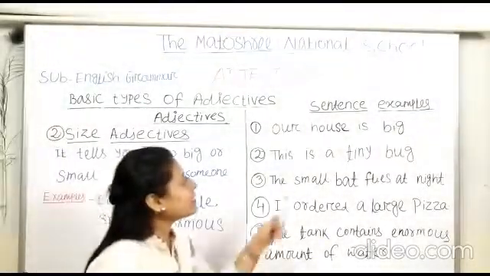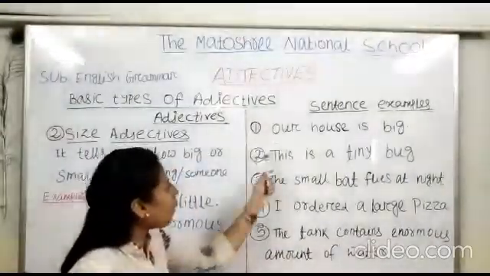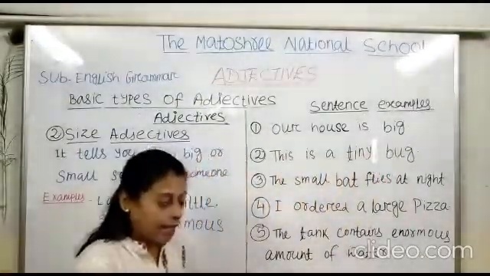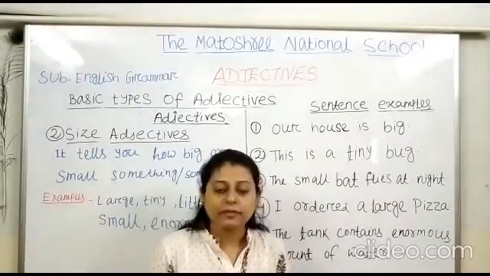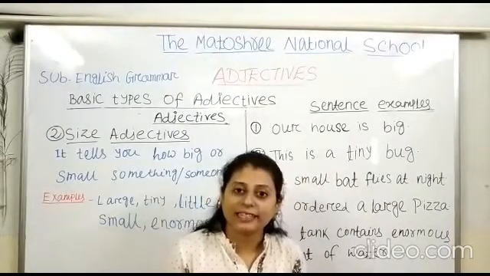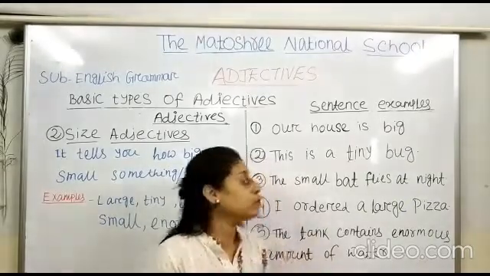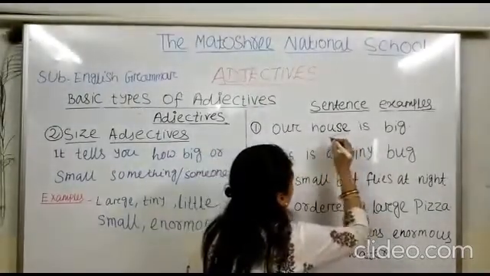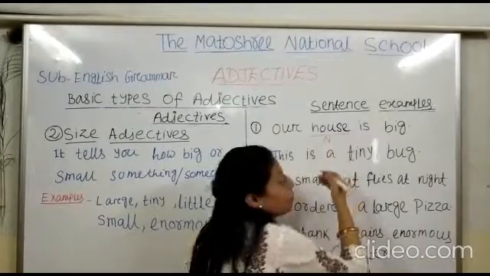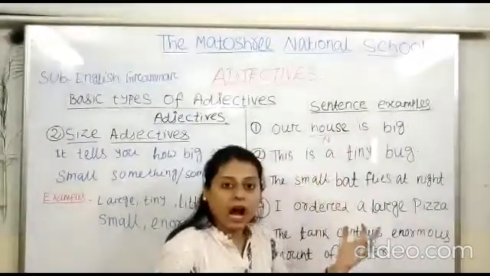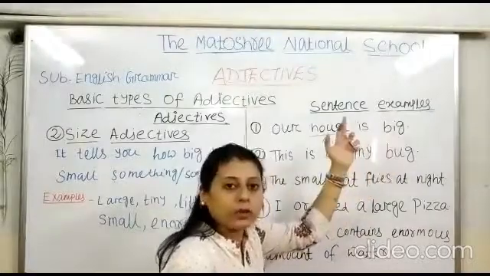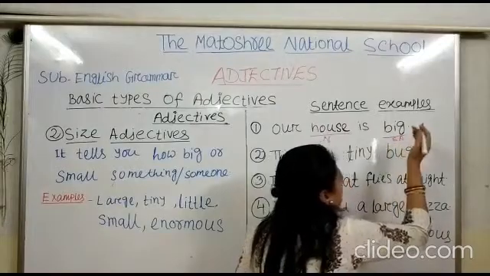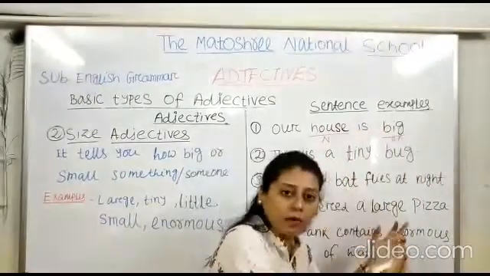Okay. Now let's see some sentence examples. Our house is big. As I have told you before, adjectives describe more about a noun. So here in this sentence, house is a noun. And what type of house is it? It is a very big house. So here big is a size adjective. It describes the size of the house.